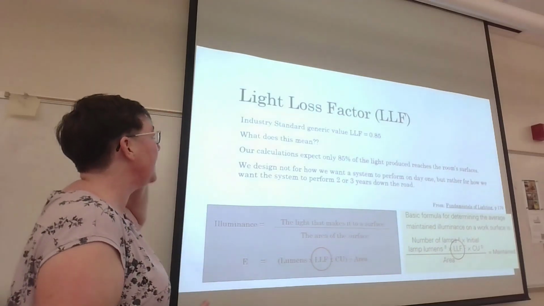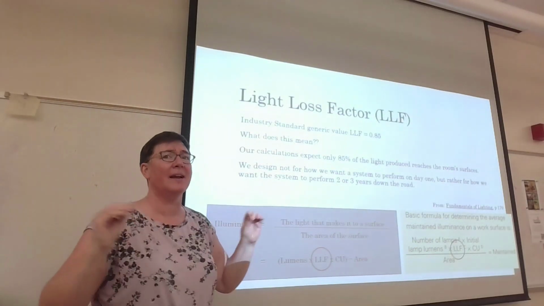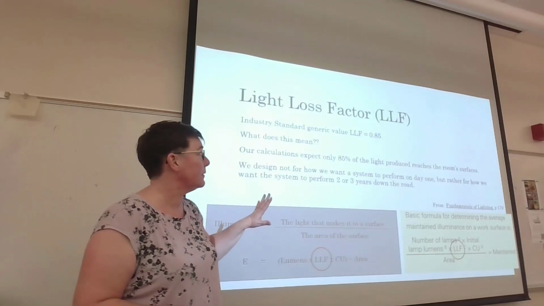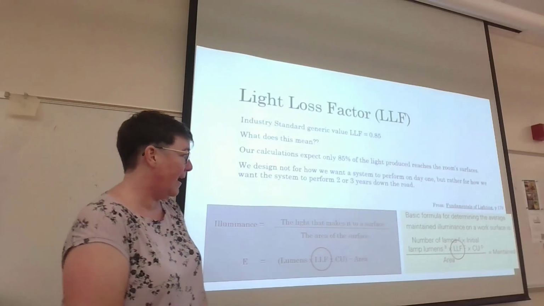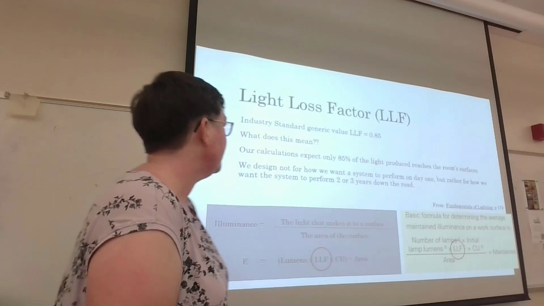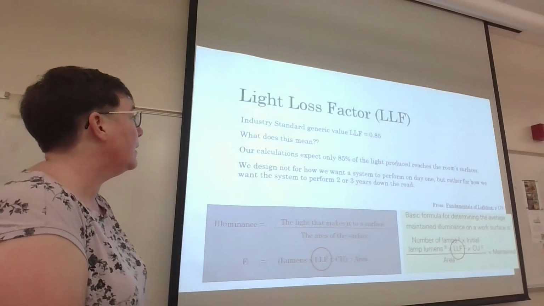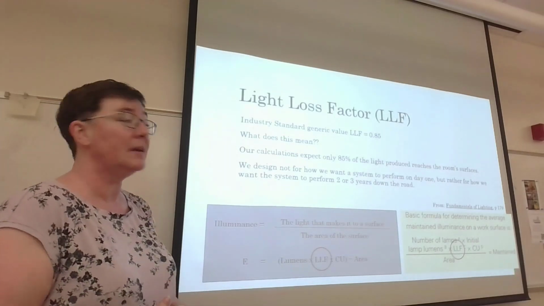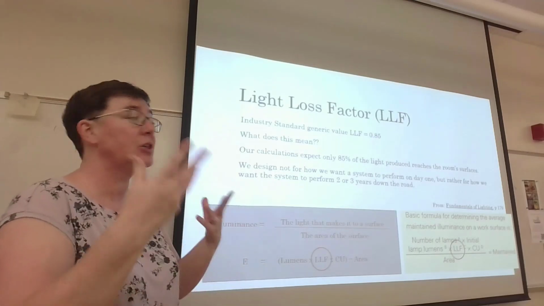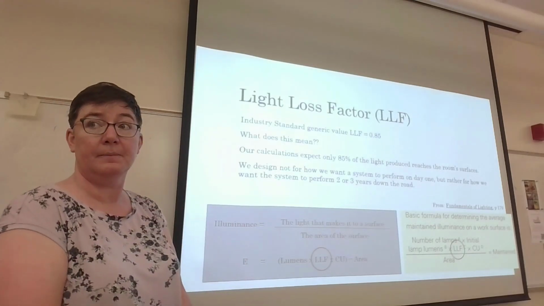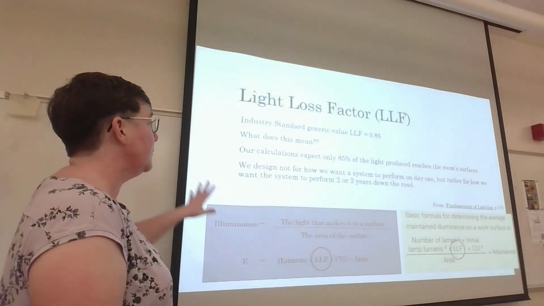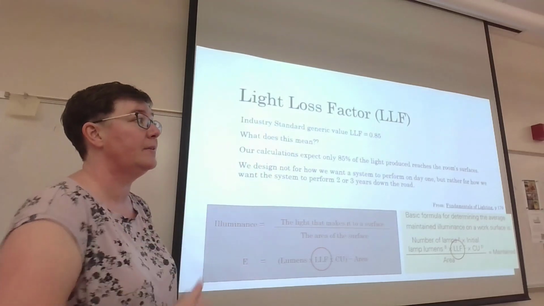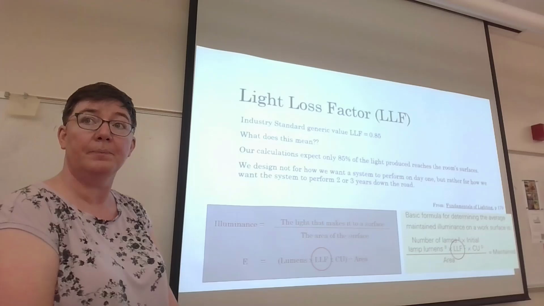We're going to use an industry standard generic value, and we're just going to use it for all of our projects and our quiz questions. All right, and that is 0.85. What does this mean? Our calculations will therefore expect only 85% of the light produced to actually make it to the room's surfaces. So we design not for how we want it to perform on day one, but for how we want it to perform a couple of years down the road.